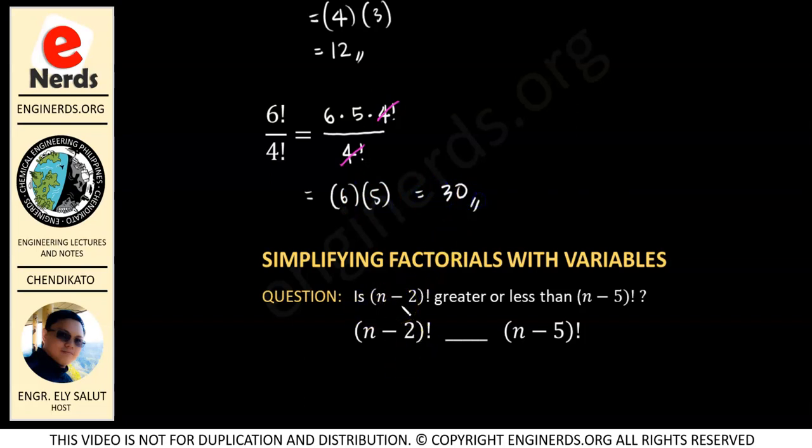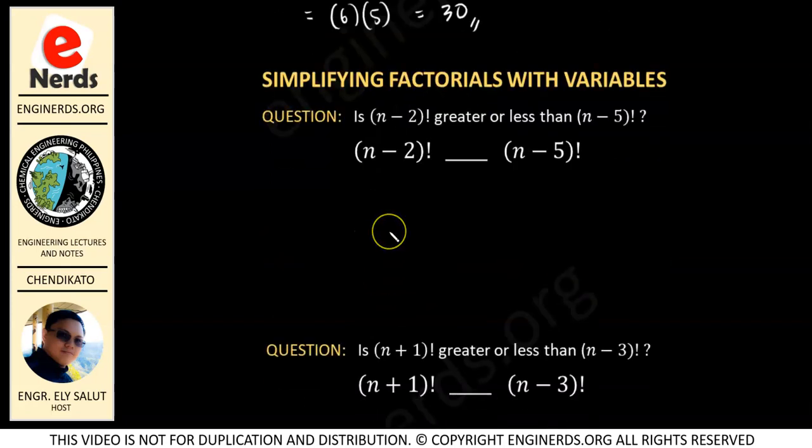But how are we going to simplify factorials with variables? Well, first, tignan natin itong tanong dito. What do you think? n minus 1 factorial is greater or less than n minus 5 factorial? Well, to think about this, we know that n factorial is equal to n times n minus 1 times n minus 2 until we reach 2 times 1, di ba?